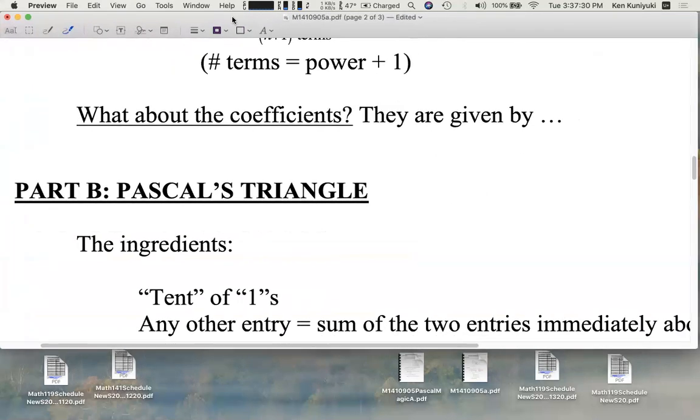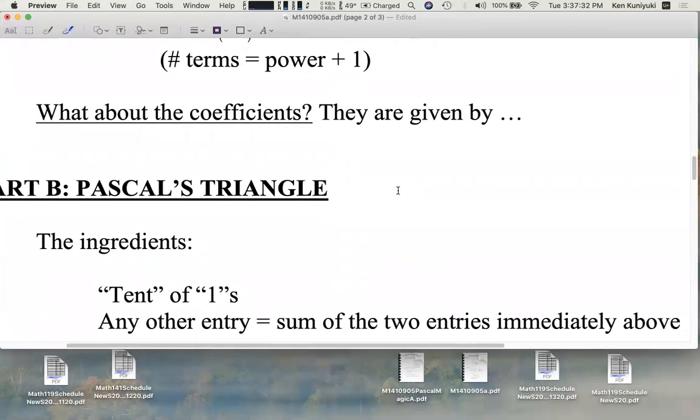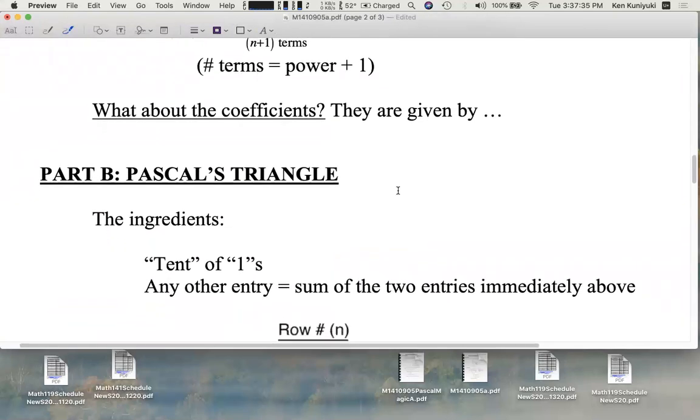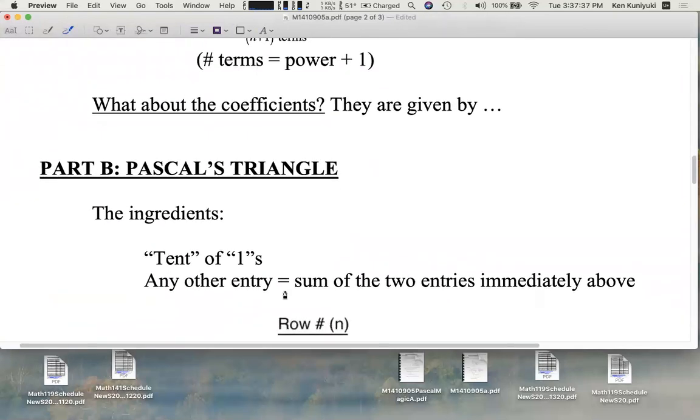You start with a tent of 1s, and you start with row 0 on top, by the way. And for every other entry in Pascal's triangle, basically the way to look at it is that every time you have 2 consecutive entries, the sum of the 2 entries will be the entry right below. Every other entry is like the child. It's the sum of the two entries immediately above.